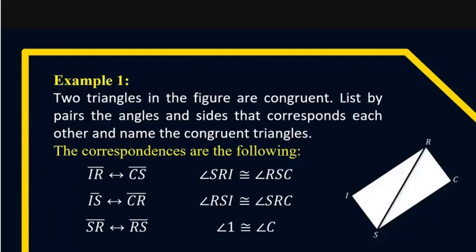The corresponding sides and angles are the following. Line IR corresponds to line CS. Line IS corresponds to line CR. Then line SR corresponds to line RS. Then we have the angles. Angle SRI is congruent to angle RSC. Angle RSI is congruent to angle SRC. Angle I corresponds to angle C. Therefore, triangle ABS is congruent to triangle DFC.